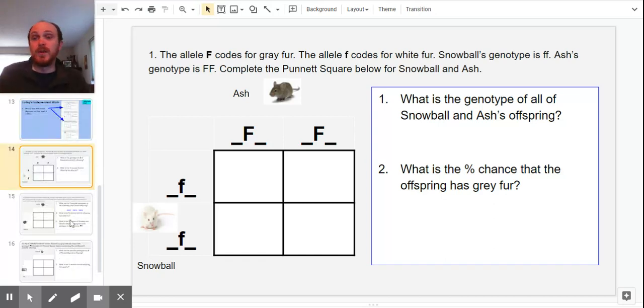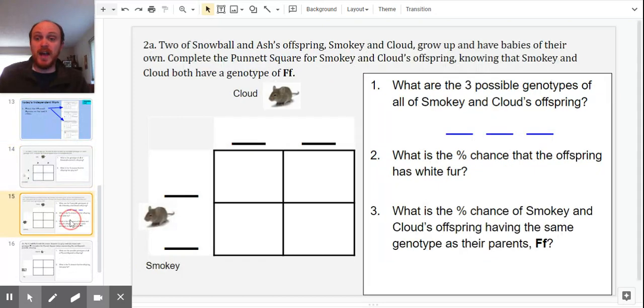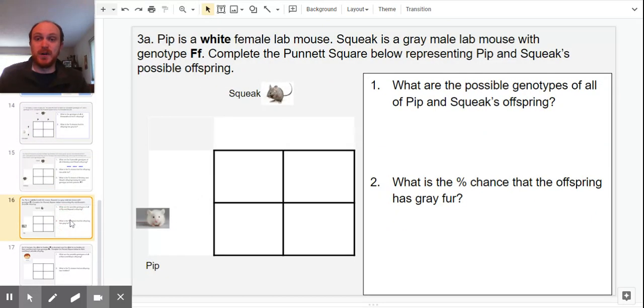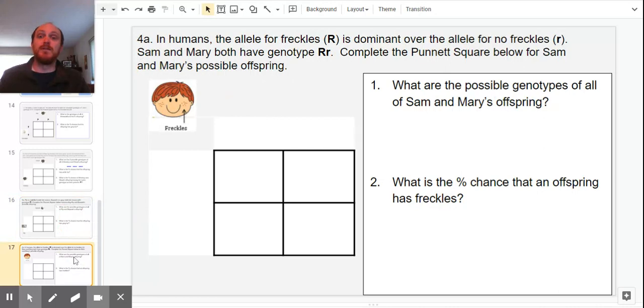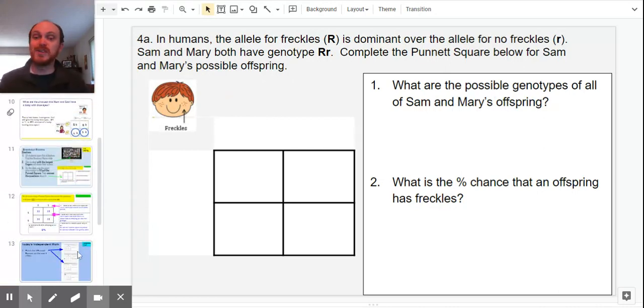So there's 4 here. This one's about Snowball and Ash. This one's about Cloud and Smokey. This is about Pip and Squeak. This is about some Freckles. That's it. I want you to do these 4.